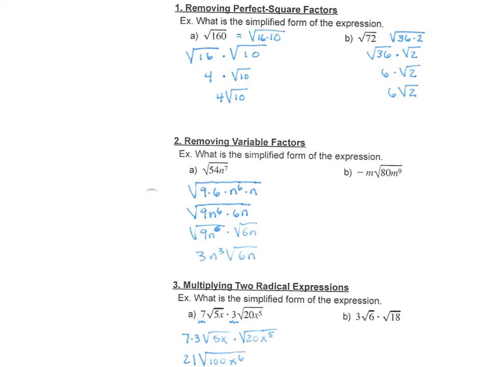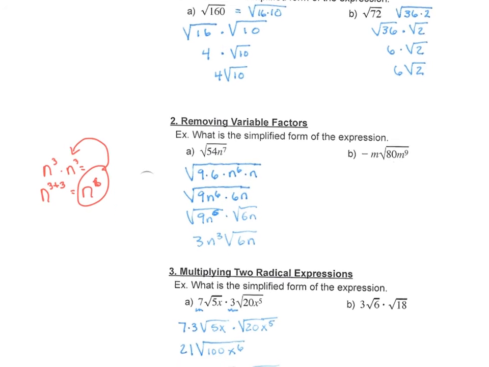And as an example, I know that if I have n to the third times n to the third, our exponent rules, we would have n to the 3 plus 3, because we are multiplying like bases, and then that would become n to the sixth. So therefore, I know that the square root of n to the 6 is n to the third. So we're just using those properties.